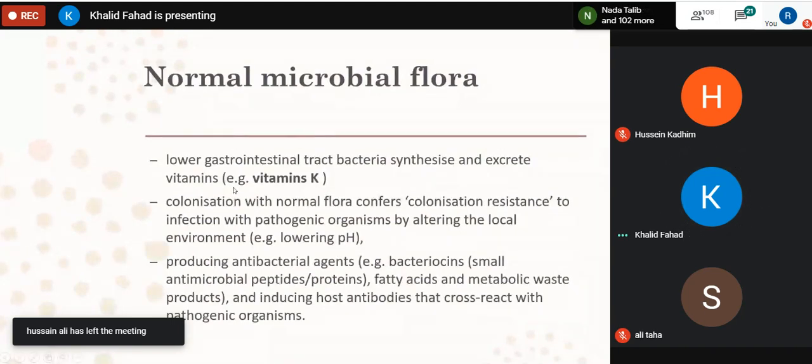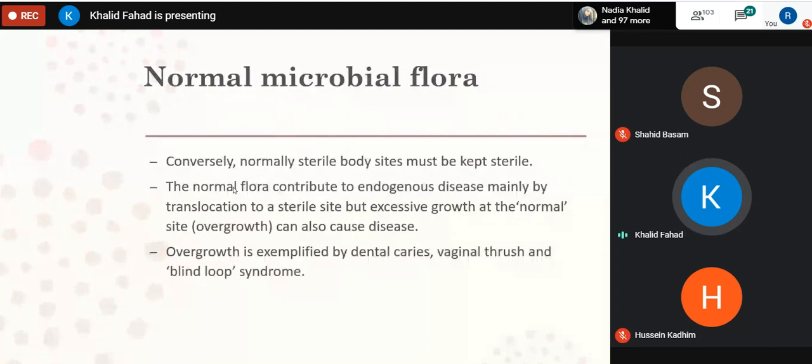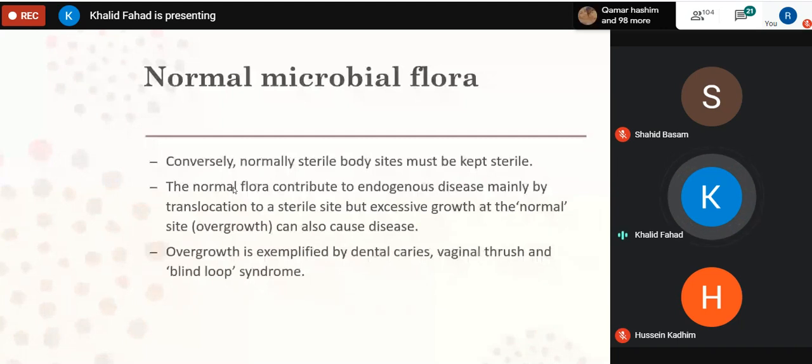Conversely, a normally sterile body site must be kept sterile. For example, the cerebrospinal fluid should be sterile. Any organism that grows in this fluid will not be considered normal human microbial flora, but is called a pathogenic organism. The normal flora contribute to endogenous disease. So the normal flora is not always normal, maybe abnormal in specific circumstances.